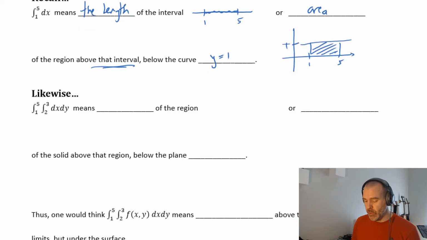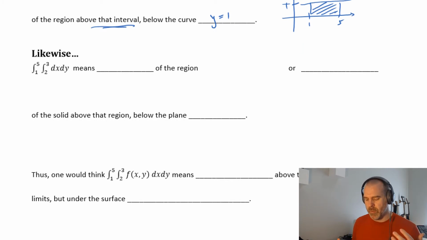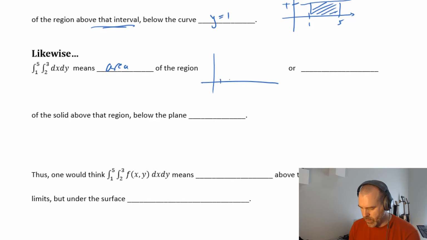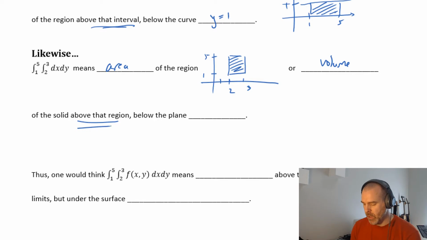So likewise, in 2 dimensions, we can think of the integral from 1 to 5 of the integral from 2 to 3 of dx dy means area of the region. We'll do a quick sketch here. X is going from 2 to 3, and y is going from 1 to 5. So it's that area, or it's the volume of the solid above that region below the plane z is equal to 1. So famous last words here, but let's see if we can do a quick sketch of that.